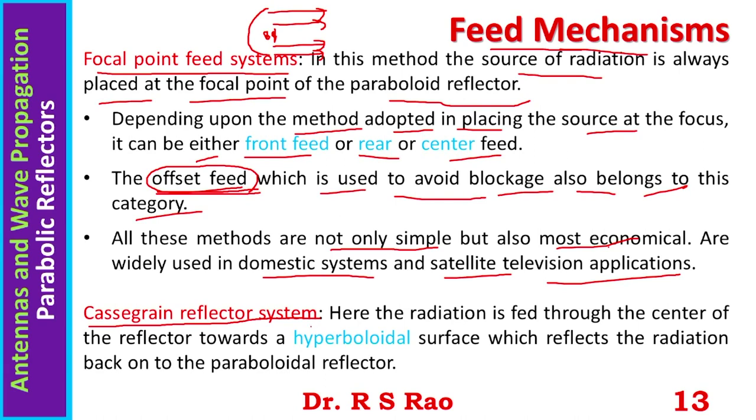Another feed mechanism is the Cassegrain reflector system. Here the radiation is fed through the center of the reflector towards a hyperboloidal surface, which reflects the radiation back onto the paraboloidal reflector. In the Cassegrain system, a hole is made here. The source is placed somewhere here. This source sends out the wave. This wave falls over a hyperboloidal surface, which is located somewhere here. This hyperboloidal surface then reflects the wave towards the paraboloid reflector. Then the parabolic reflector reflects it, forming a plane wave.